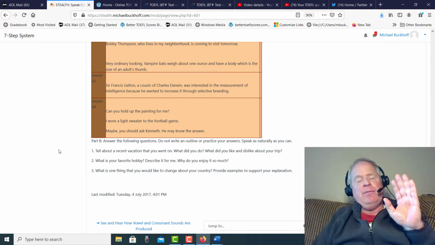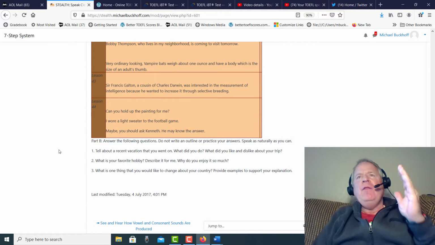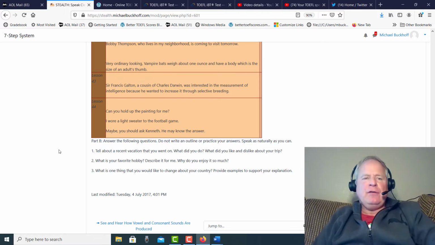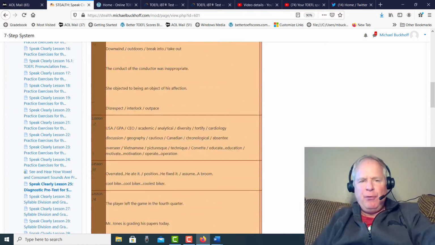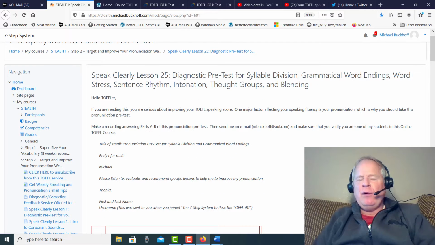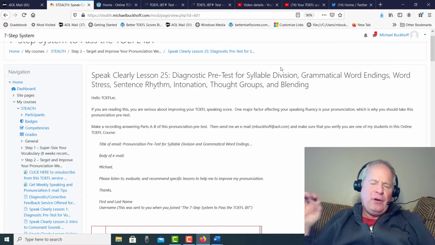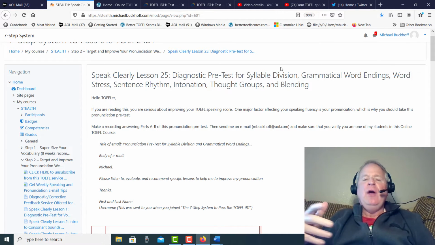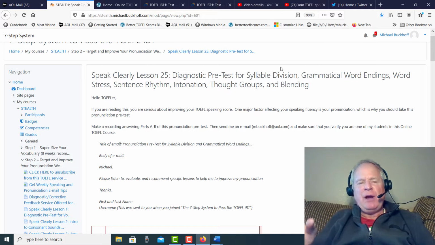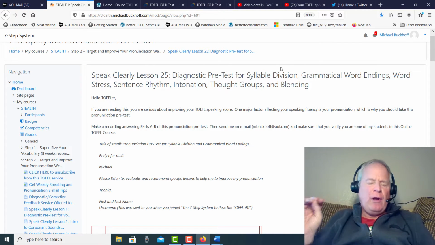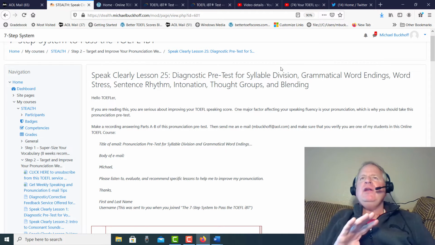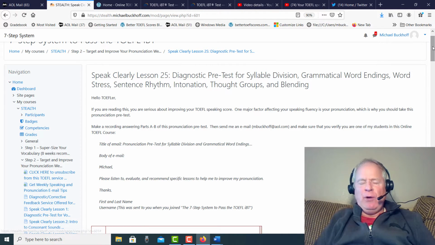And I'm going to tell you this. This is probably the best pretest for this. This second pretest is really, really tough. So I'm trying to figure out, as you do the pretest, what problems you're having with syllable division, grammatical word endings, word stress, sentence rhythm, intonation, and thought groups and blending. This is the most advanced part of the pronunciation area of my course, and you did incredibly well on this. I mean, really well. So great job on that.